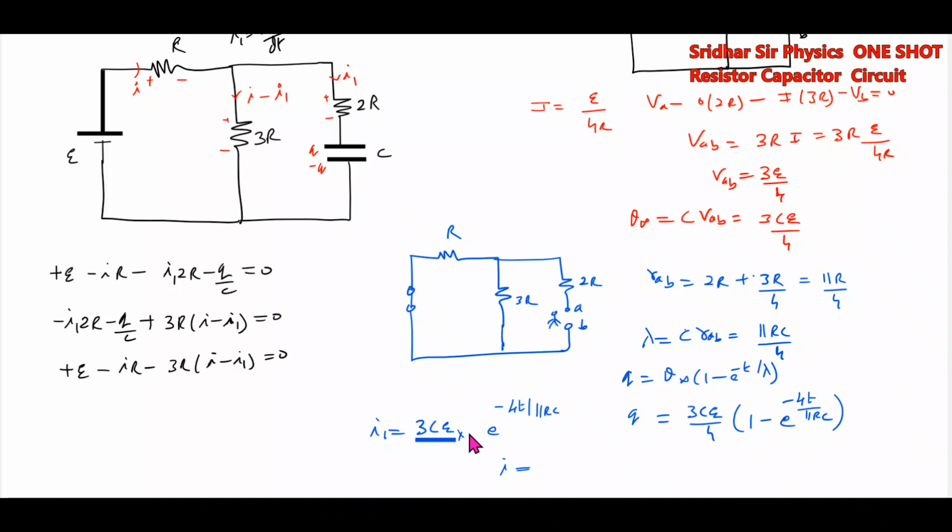This will be 4t by 11RC. The expression for current will be I1 equal to, C will get cancelled out, 3E by 11R e to the power of minus 4t by 11RC. This is the expression for the current I1. Once you know I1, substitute I1 here and we'll get I. Then we'll get the current in all other branches. Multiple loops will come. Either you can use this calculus method or use this particular method.